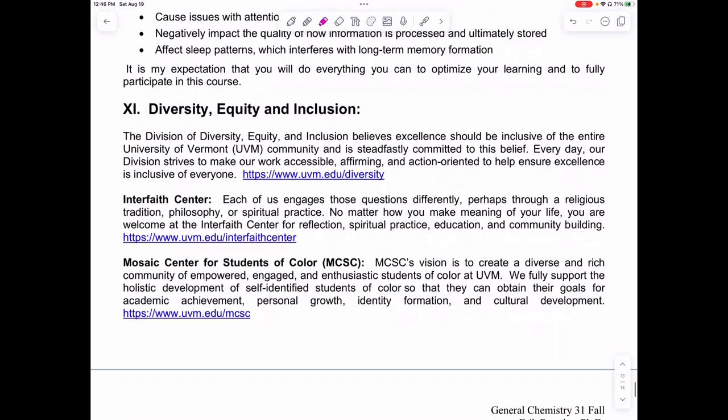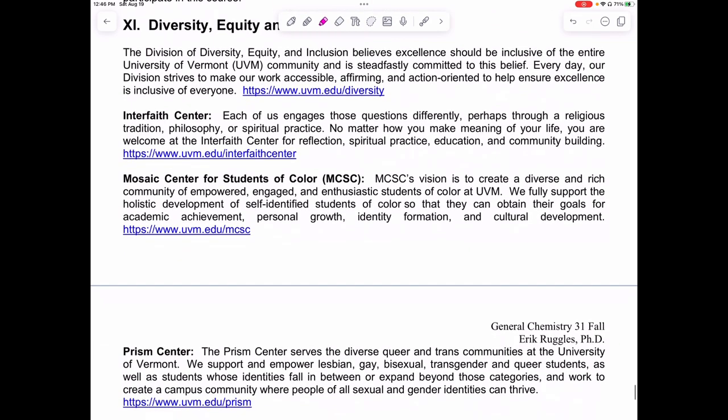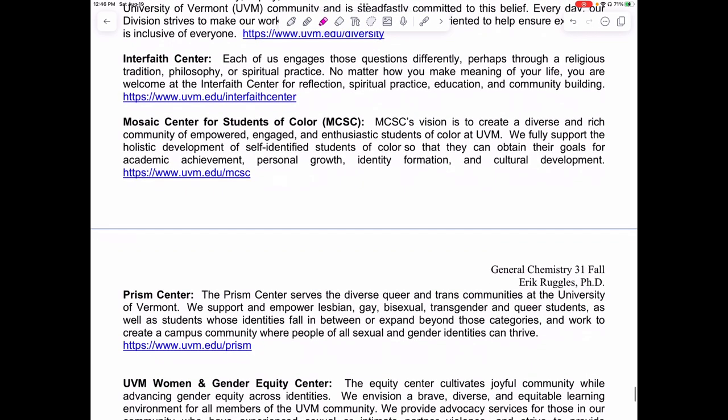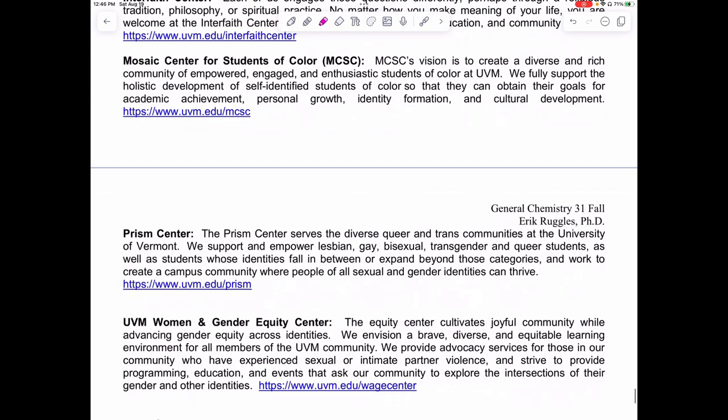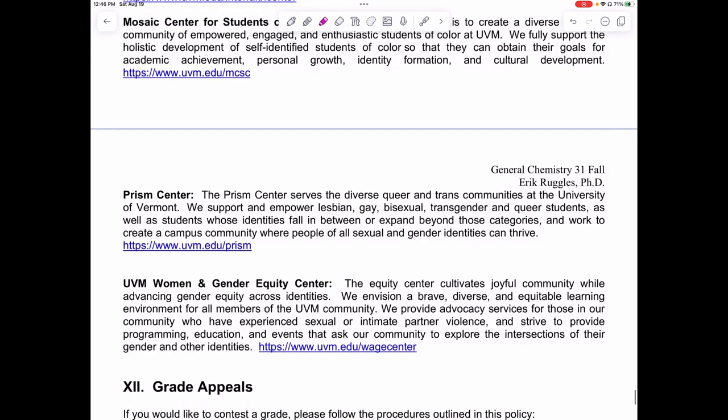And then for our diverse community that we have at UVM, we have a lot of places to go and to reach out to people of similar sexuality, similar faith, similar race, such as the Interfaith Center, the Mosaic Center for students, the Prism Center, Women and Gender Equity Center, etc. These are all great resources to find people of like mind, like conscience.